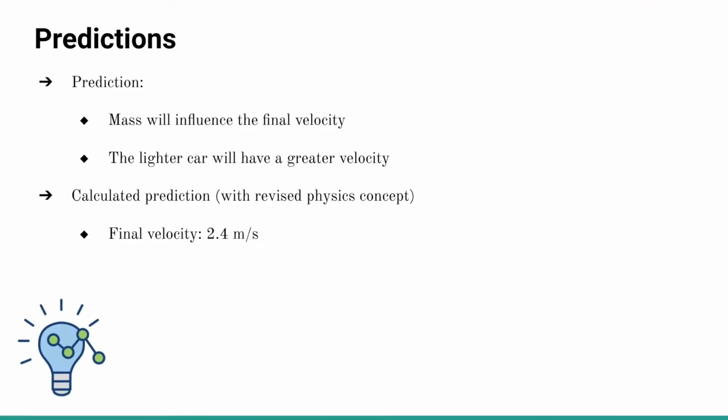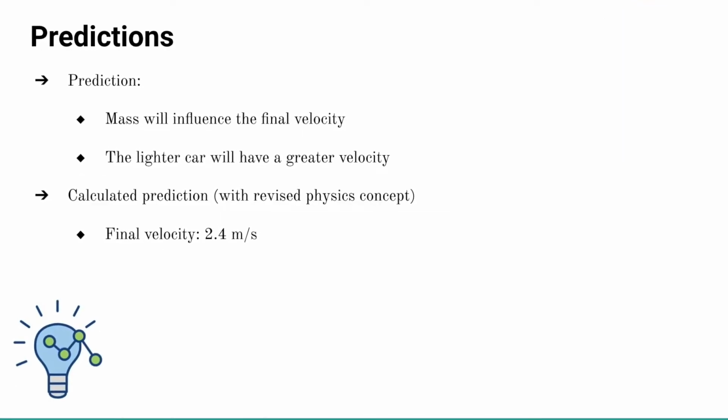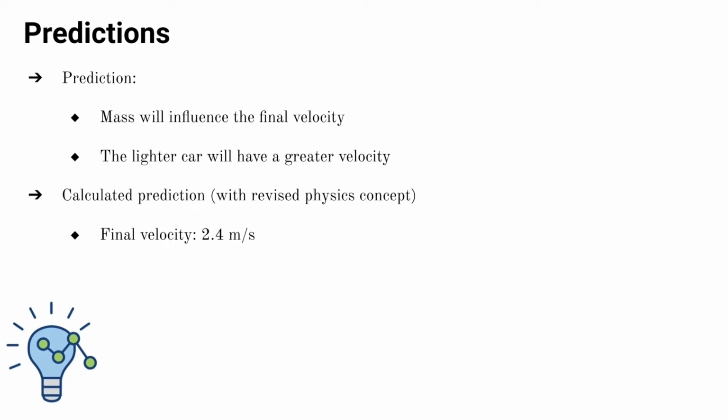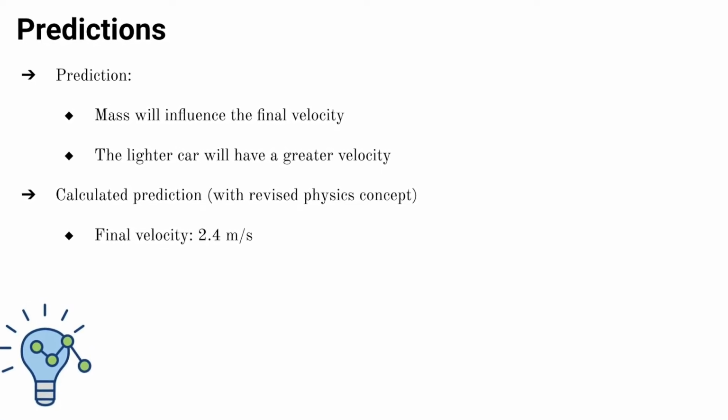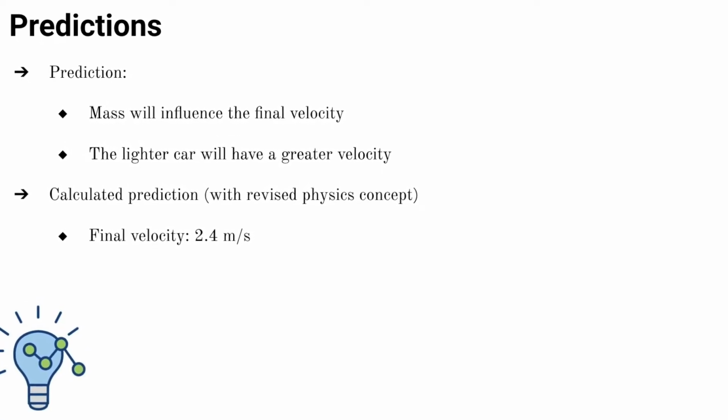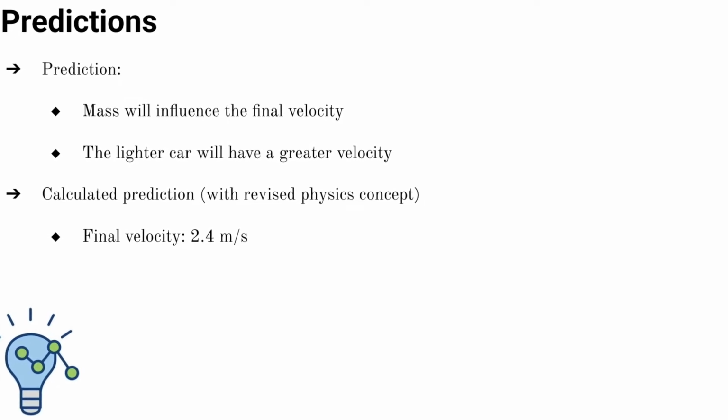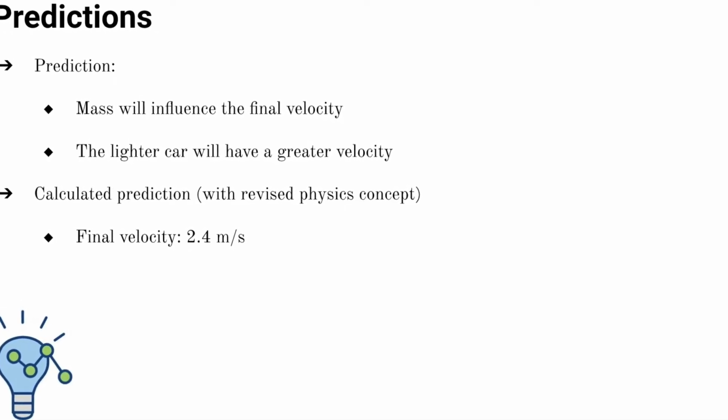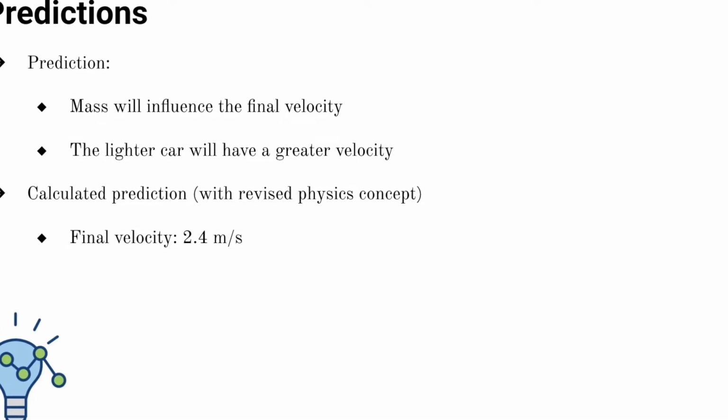For our predictions, we believe that mass will influence the final velocity and that the lighter car will have a greater velocity. Using the equation final velocity equals the square root of 2 times gh, we predict that the final velocity will be 2.4 meters per second.